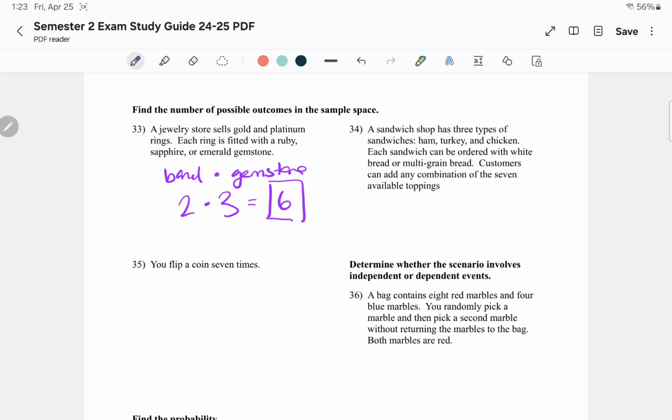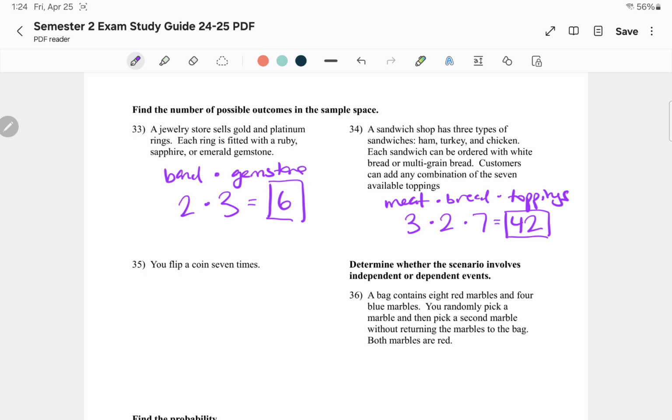All right, 34. A sandwich shop has 3 types of sandwiches: ham, turkey, and chicken. Each sandwich can be ordered with white bread or multigrain. Customers can add any combination of the 7 available toppings. So there is the meat, there is the bread, and there is the toppings. So how many possibilities for the meat? Ham, turkey, chicken, that's 3. The bread, white or multigrain, that's 2. And then there's 7 toppings. So 3 times 2 is 6. 6 times 7 is 42. So there's 42 possible sandwiches that you can order at that shop.